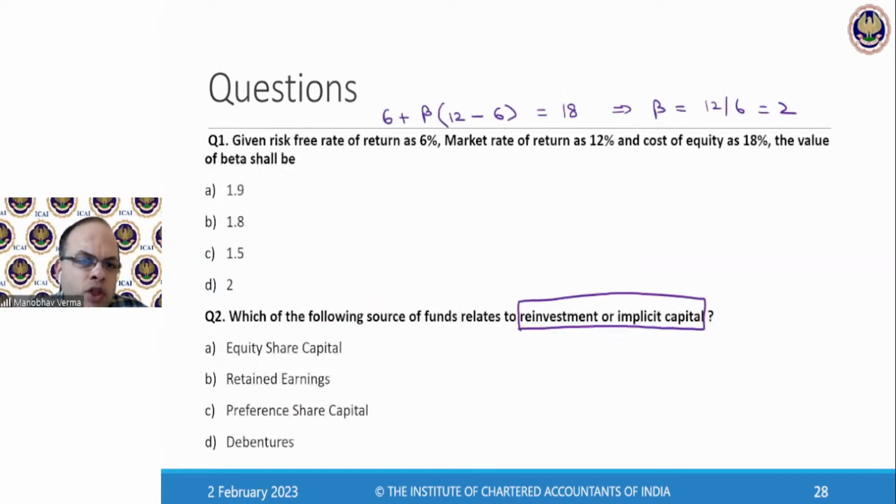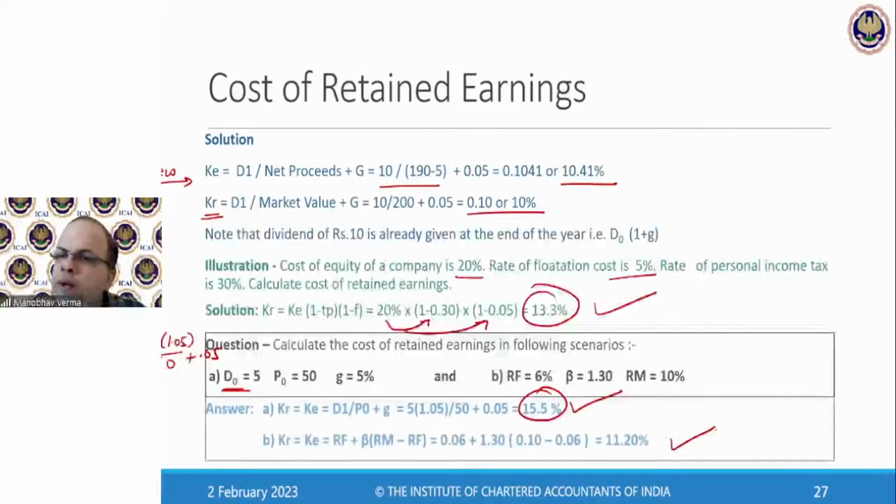And Sharon, you wanted to see that calculation again. Sharon wanted to see the calculation of the last question again. Sharon, D1 calculation, please check that again. 5 into 1.05 upon 50 plus 0.05. You'll be getting roughly 0.155, if I'm not wrong. Yeah, that's what you will be getting. So 0.155 is 15.5.